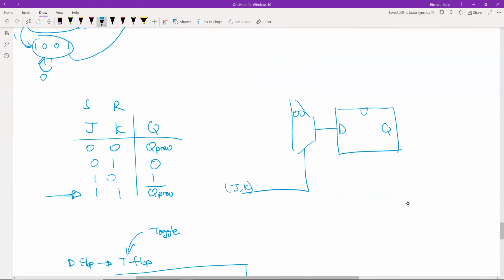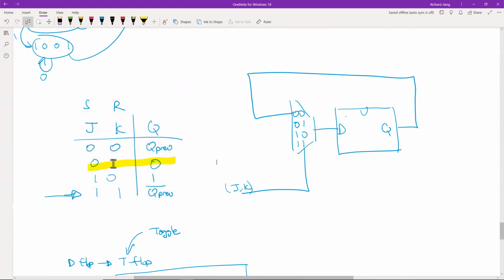So if JK is equal to 0, 0, if it's 0, 1, if it's 1, 0, if it's 1, 1. We can see that if JK is equal to 0, 0, then we want to take whatever the previous value of Q was. So what that means is we take Q, we wire that up right there. So now we've taken care of the first row. How about the second row?